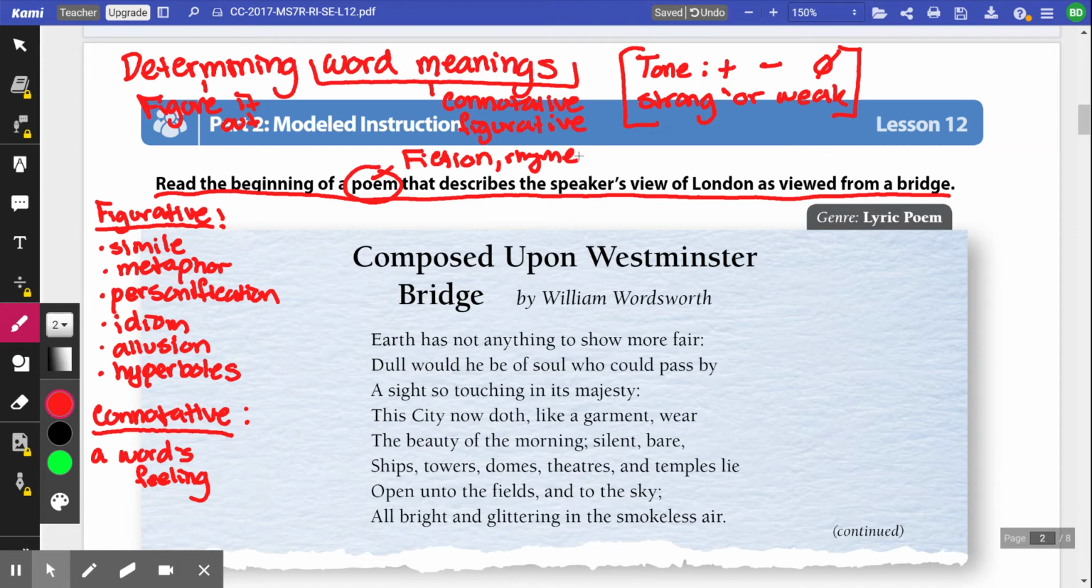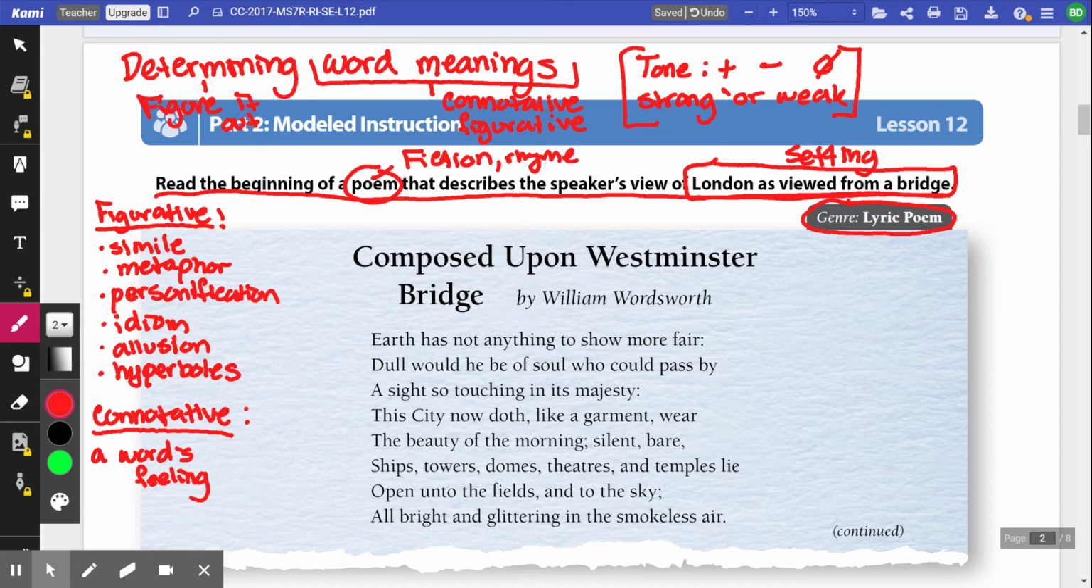Let me make myself a couple notes. And we know that based on the directions, we already know the setting of this poem, right? So, we know that our view is of London from a bridge. So we already have our setting here for us. So that's nice to have. Below, it tells us our genre. And when it tells you the genre, you need to make sure you pay specific attention. And the genre of this poem is a lyric poem.